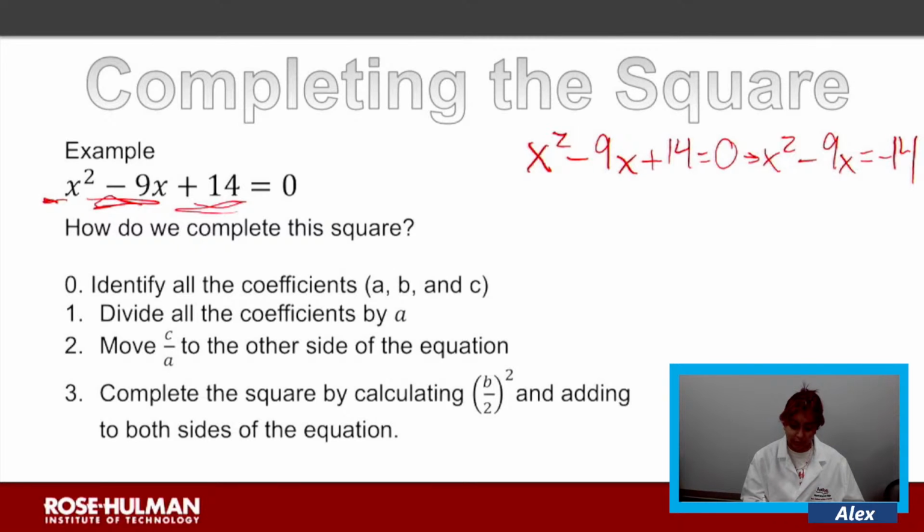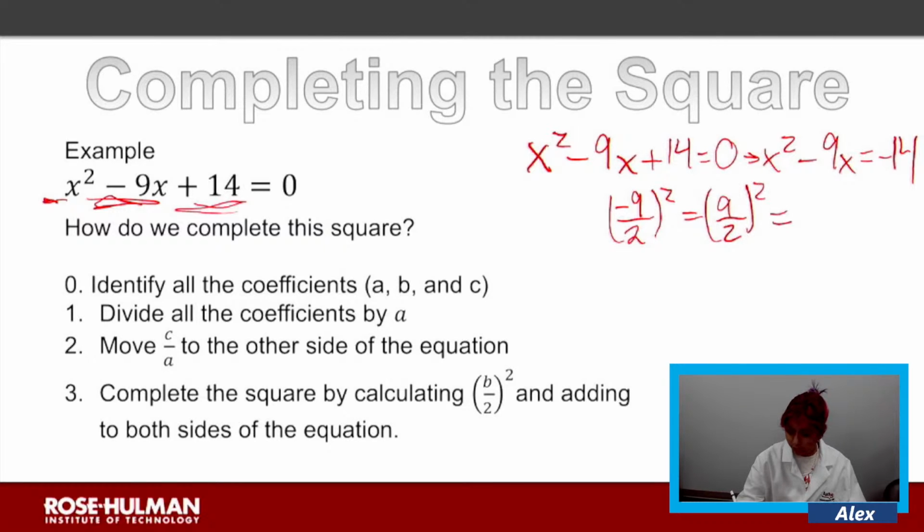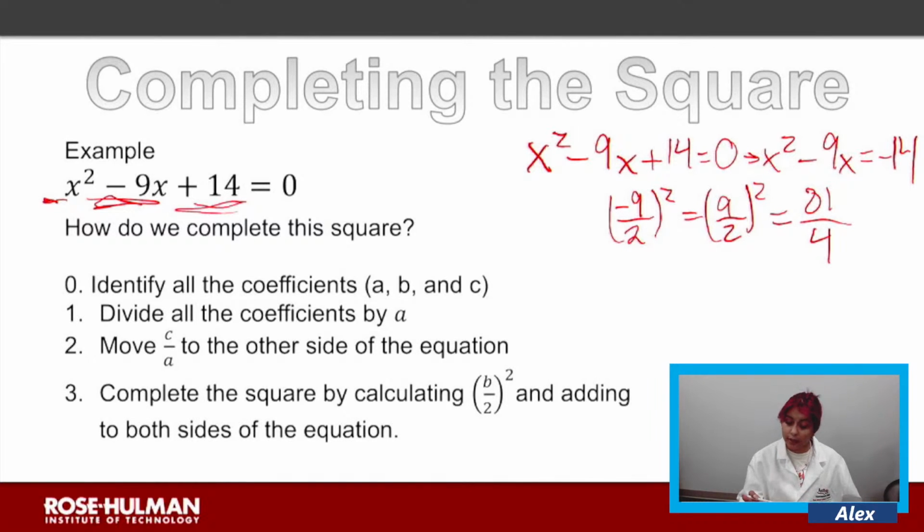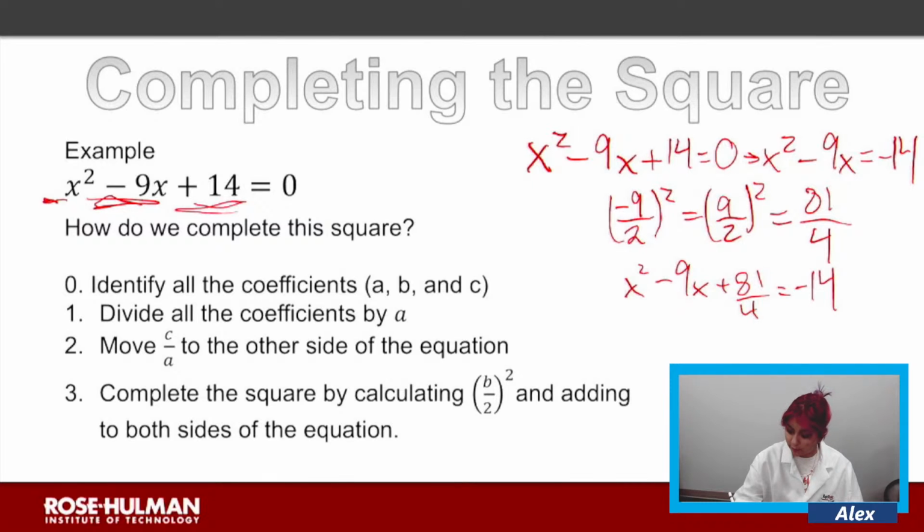And then for step 3, you have to calculate b over 2 squared, and our b is negative 9, so negative 9 over 2 squared, which gives us 9 over 2 squared, which is 81 over 4. That's our b over 2 squared. Now you have to add that to both sides of the equation. So for the left side of the equation, you just have x squared minus 9x plus 81 over 4, which equals the right side of the equation, negative 14 plus 81 over 4.